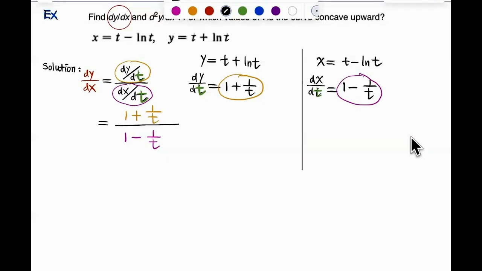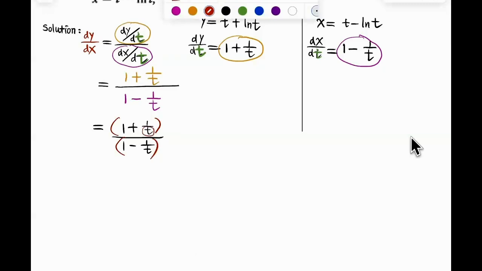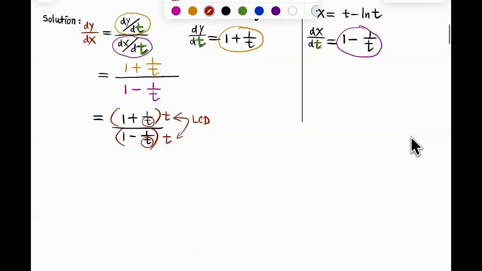So let me write the next step. We're going to multiply this up and down by the LCD. The LCD here is this t, so times t up and down. This is the LCD, so multiply that by the LCD. So that will become t plus 1 over t minus 1, right? And somehow we think this one looks better, right?